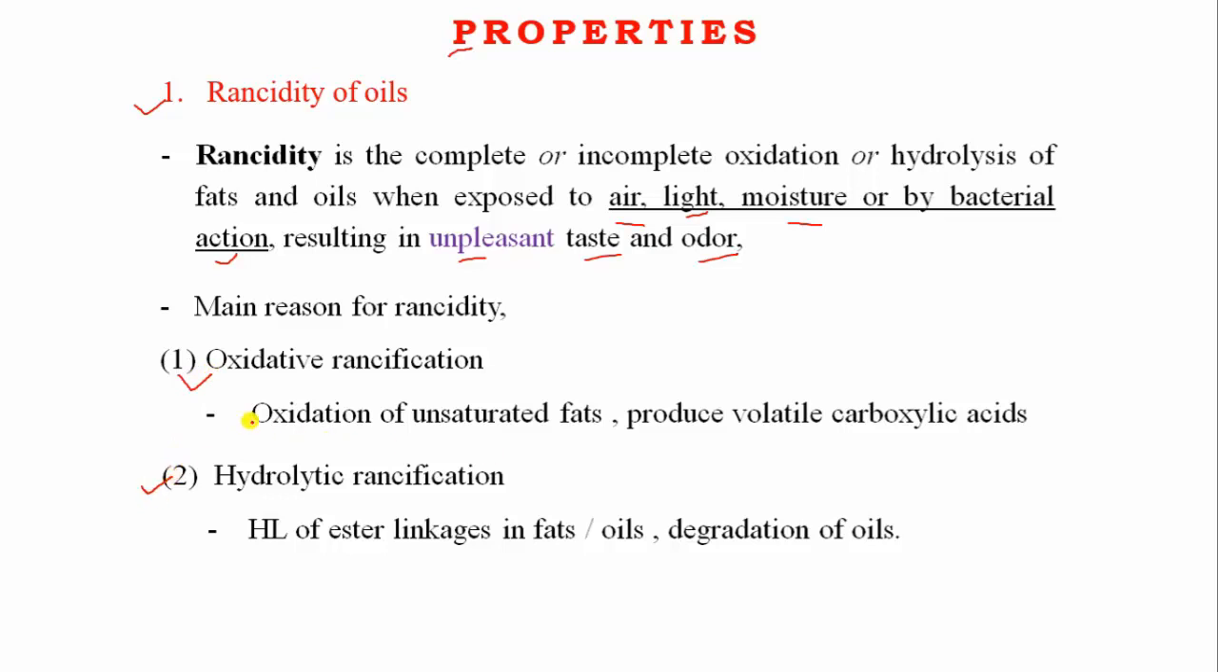Oxidative rancidity is the oxidation of unsaturated fat to produce volatile carboxylic acid. In hydrolytic rancidity, the ester linkage in fats and oils is broken, meaning it is a degradation of oil. So in fat, oxidative rancidity occurs, and in oil or fat, hydrolytic rancidity occurs.